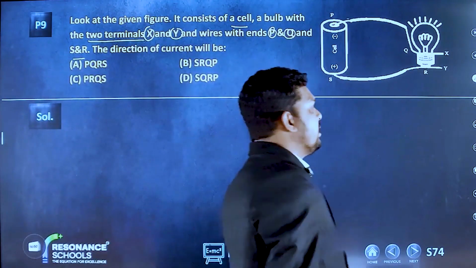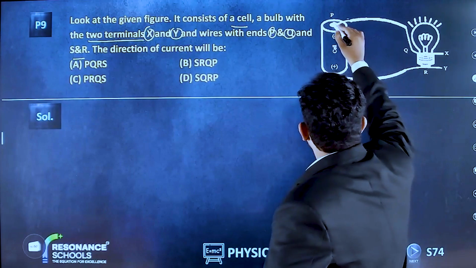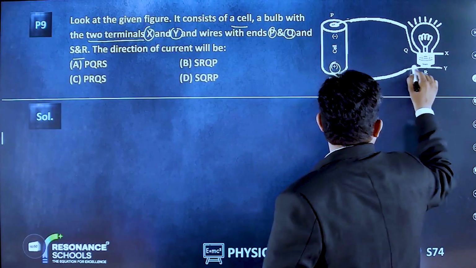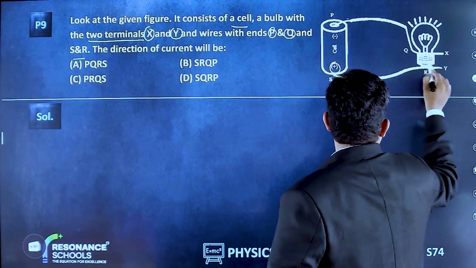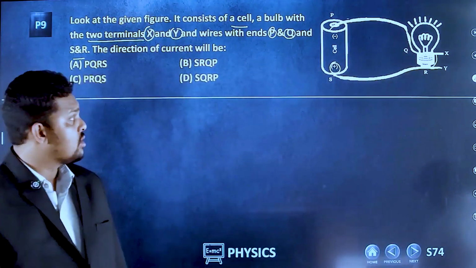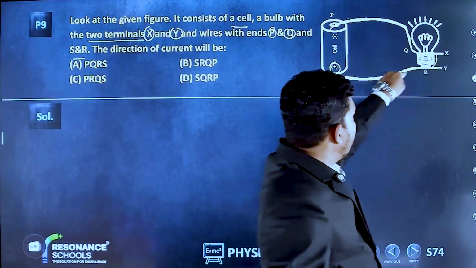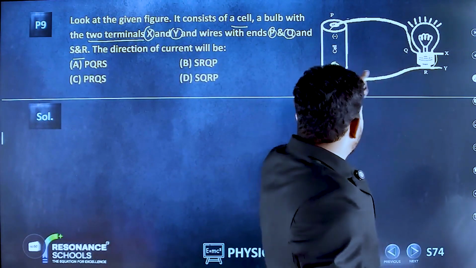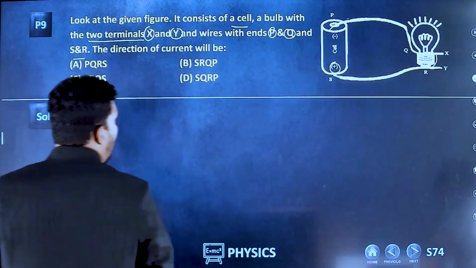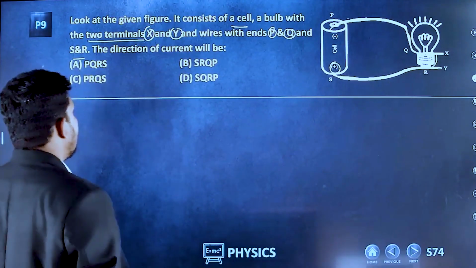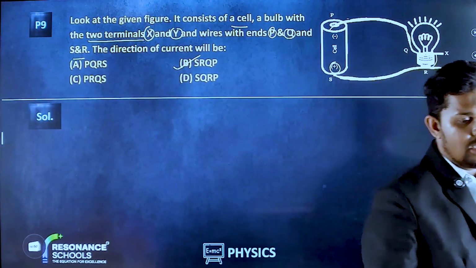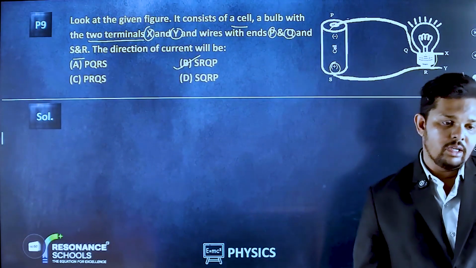You are able to see in this case that this is P, this is Q, this is R, and this is S. This is the positive side. So from here the current will flow, then it will go from here, and then it will come back here. So it will go from positive to the bulb, from S to R, then R to Q, then Q to P. So S, R, Q, P. The second option is the correct answer for this.